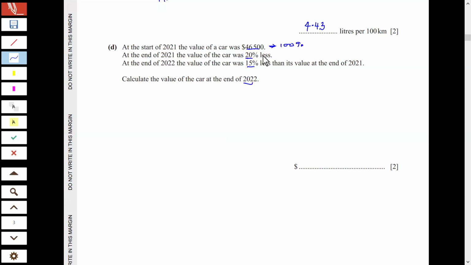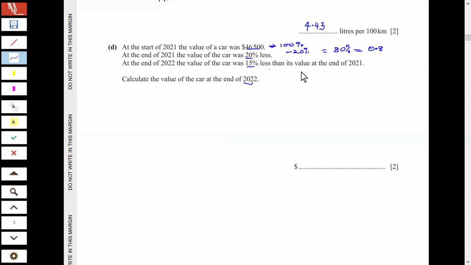Now, if there is a 20% less, it means we have to subtract 20% from 100, and that gives us 80%. Now, this 80% can be converted to decimal to form the multiplier. 80% in decimal form is 0.8. This is the multiplier at the end of 2021.